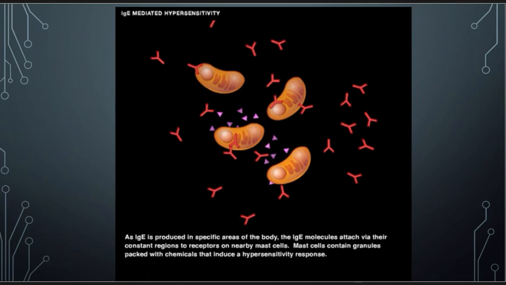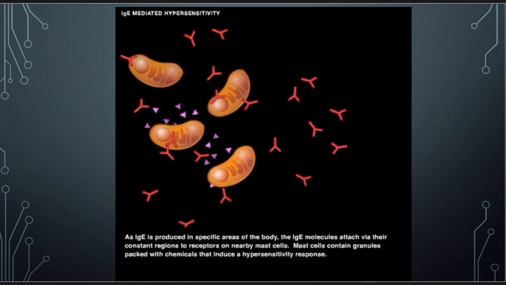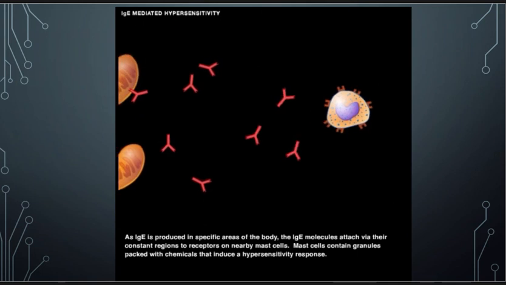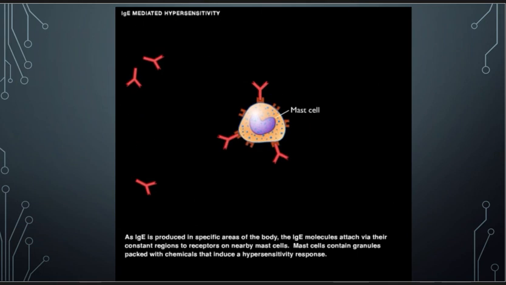As IgE is produced in specific areas of the body, the IgE molecules attach via their constant regions to receptors on nearby mast cells. Mast cells contain granules packed with chemicals that induce a hypersensitivity response. Once attached, the IgE molecules can survive for many weeks. The individual is now sensitized to the antigen.